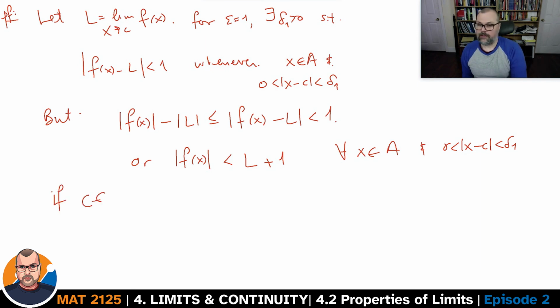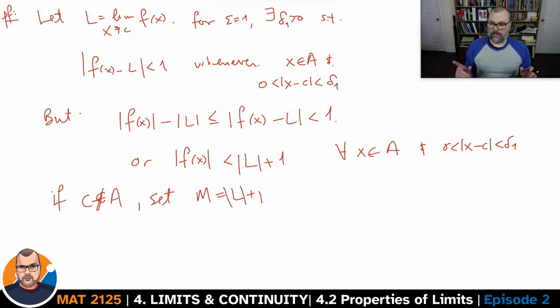Now, if C doesn't belong to A, the limit point is not part of the actual set itself, you set M to be the absolute value of L plus 1. And you're done.